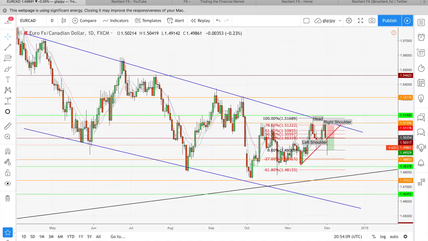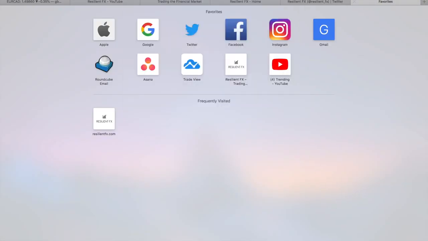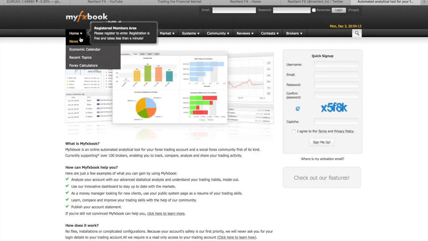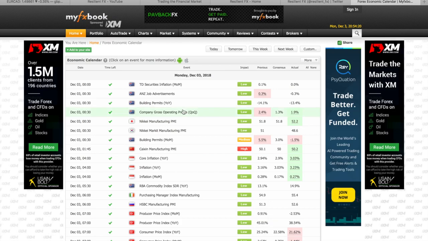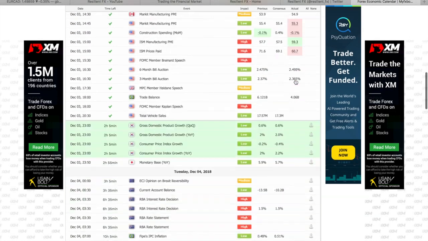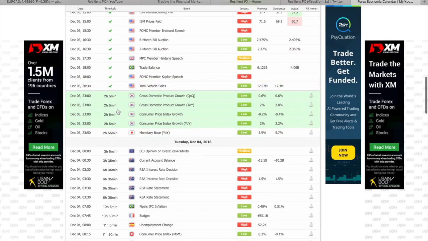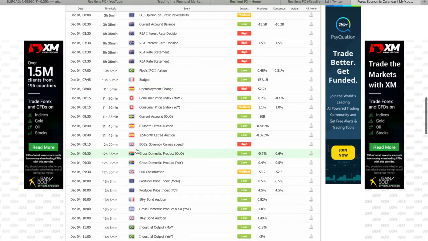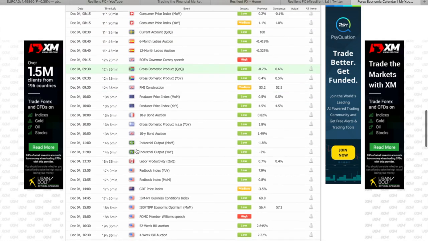And also for my fundamentals, I like to look at my FX book. This company gives out great news on their economic calendar. As you can see, it shows the impact, if it's going to be high volatility or low. It gives the previous, the actual. And it ticks it once it's done, and it tells you when it's coming out. So I like to look at this when entering a trade if I think there are a lot of fundamentals.